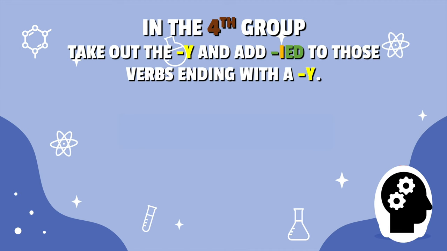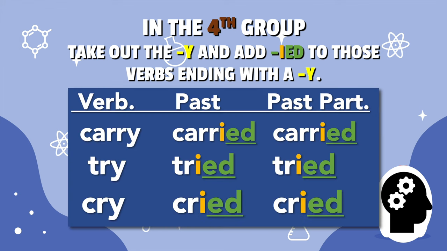The last group is the fourth group. Take out the Y and add IED to those verbs ending with a Y. Just like these examples. Carry, carried, carried. Try, tried, tried. Cry, cried, cried. Notice the Y changes to I.